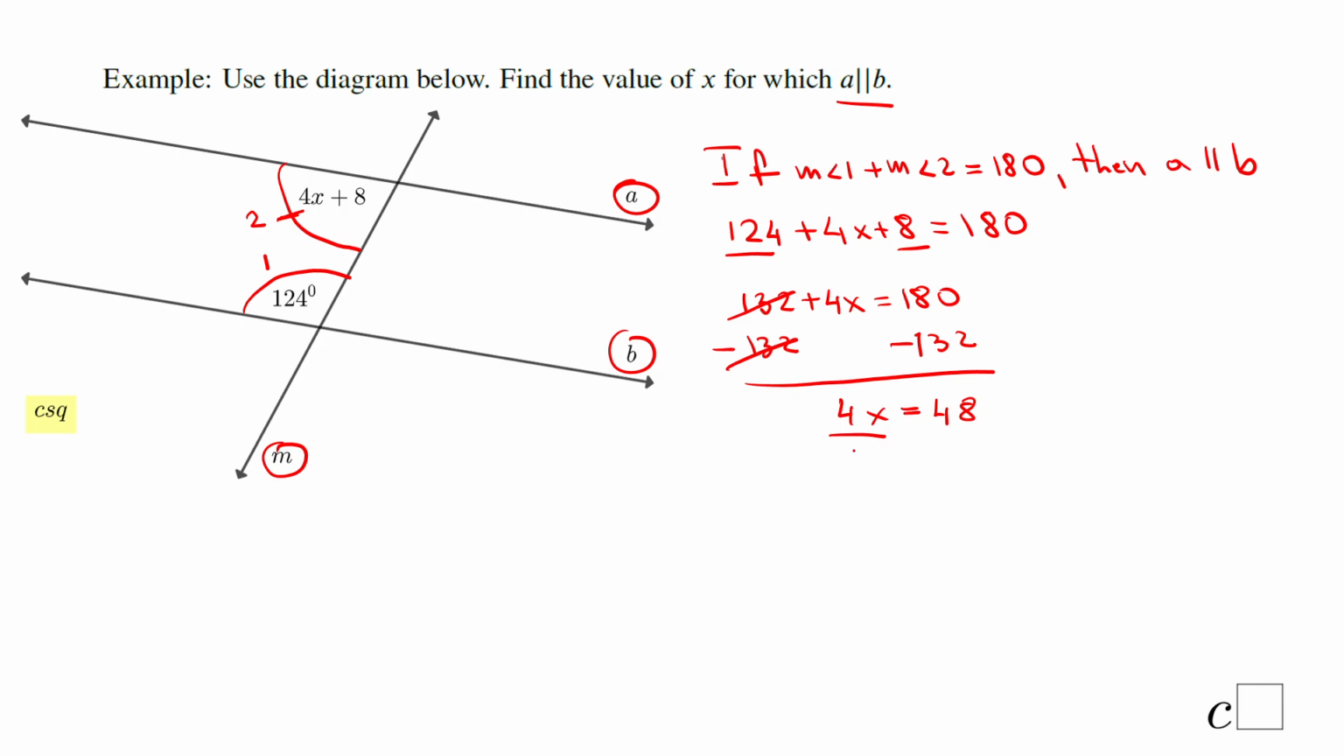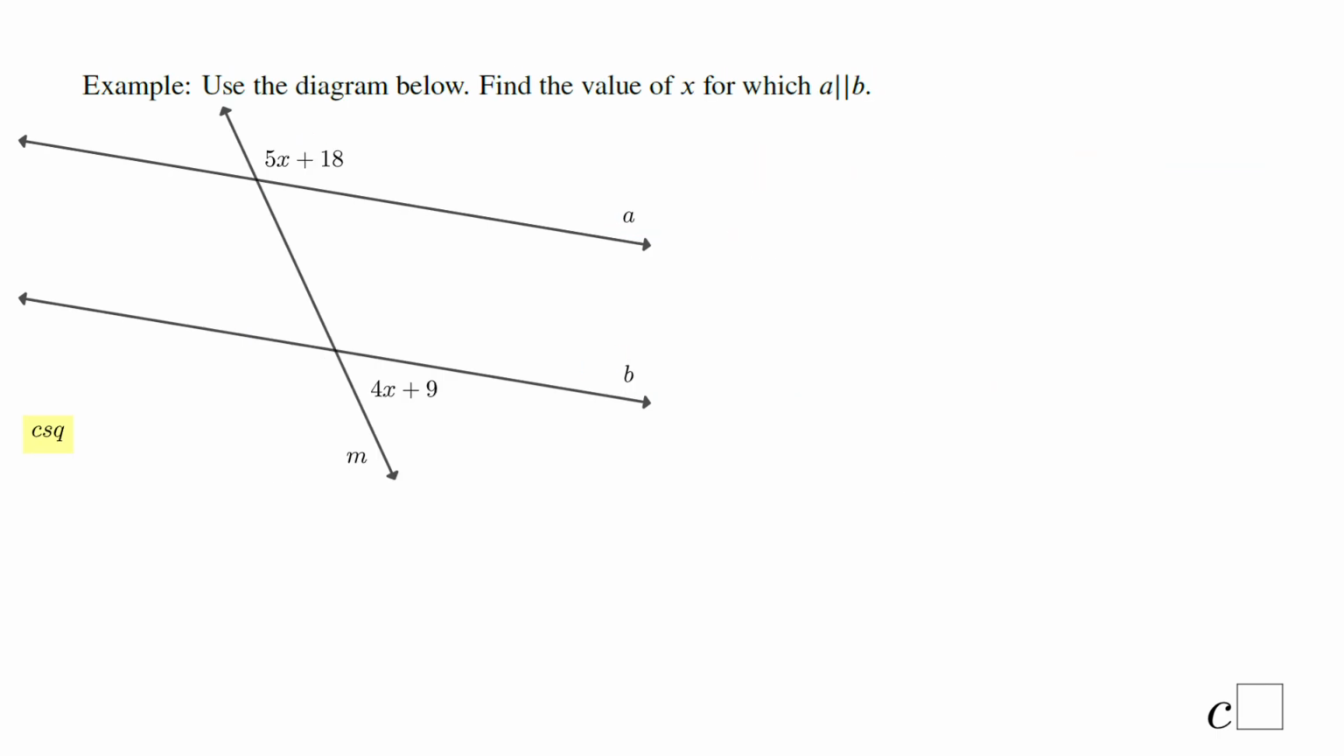And divide by 4. X equals 12. So we finished the problem. If you want to check it, just plug it in. Here 4 times 12, it's 48 plus 8, 56. If you add this 56 and 124, you notice you get 180. Those two angles are supplementary. Therefore, A and B are parallel lines.